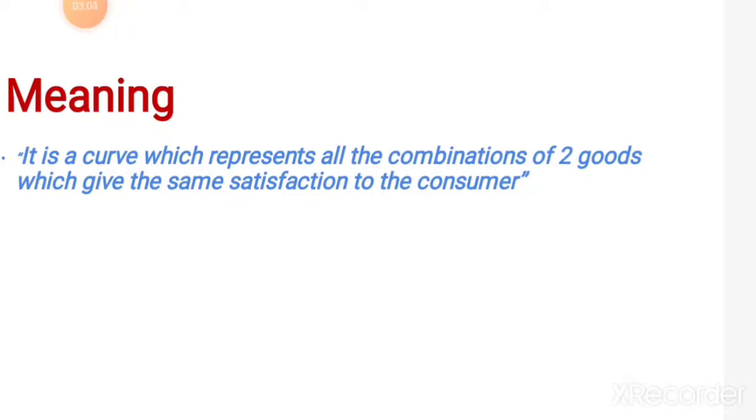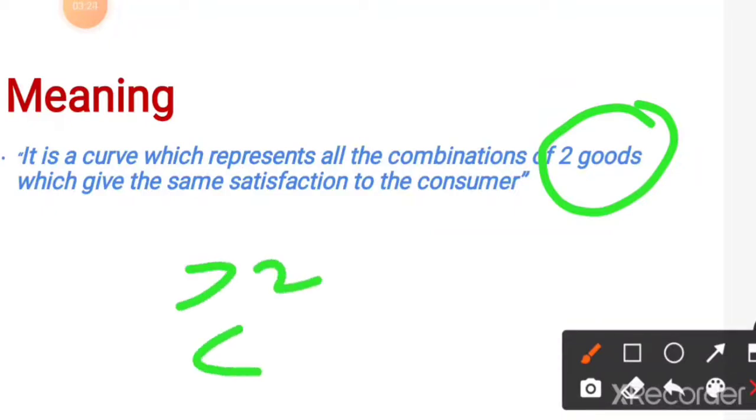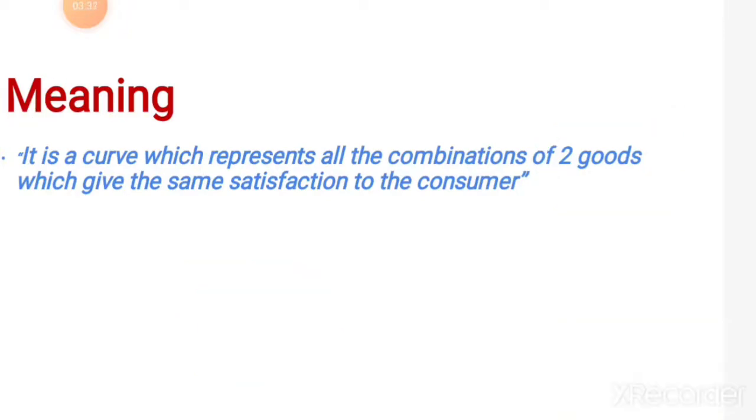An indifference curve is a curve which represents all the combinations of two goods which give the same satisfaction to the consumer. What you have to remember here is these two goods. This law is applicable only for two goods. If there are more than two goods or less than two goods, this law will not be applicable. Let us understand this meaning by taking one example.